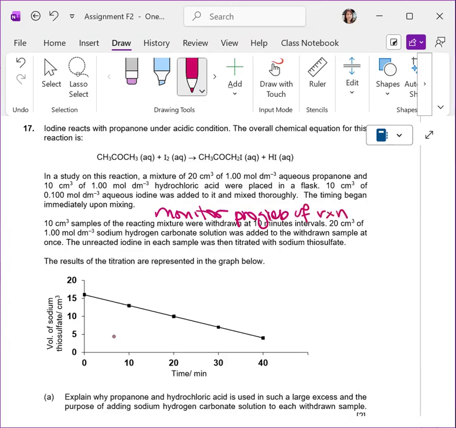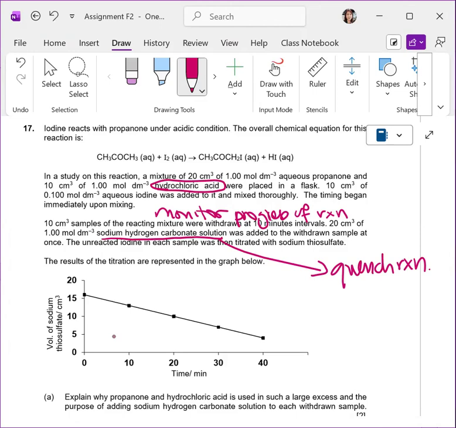Right? Now, there's a funny thing. Why are they adding this sodium hydrogen carbonate to the sample? The reason is to remove the acid. Remember, right at the start, HCl was added, and that is in a way a catalyst. It catalyzes the reaction under acidic condition. So the sodium hydrogen carbonate was added to remove the HCl catalyst. It's actually added with the intention to quench the reaction. It's a quenching agent to quench the reaction.